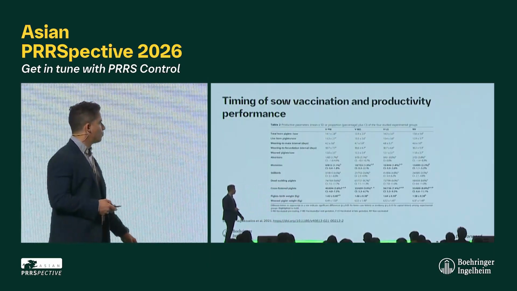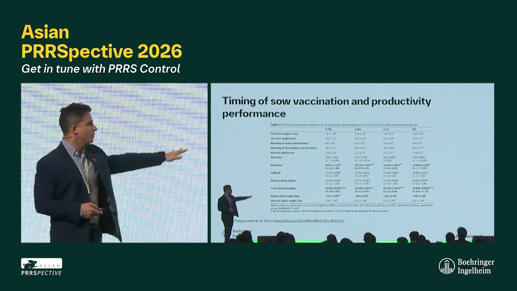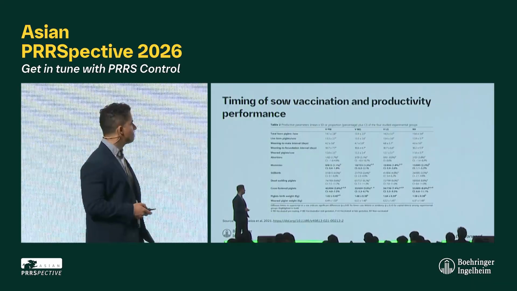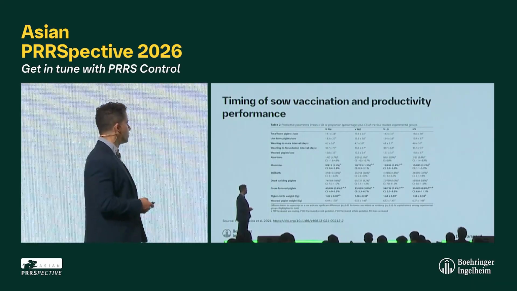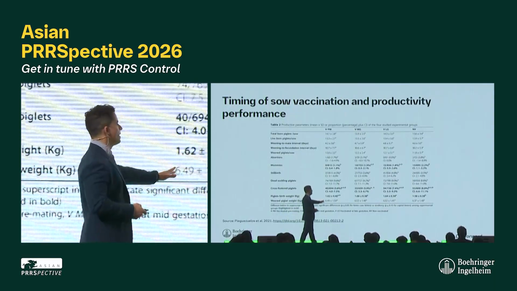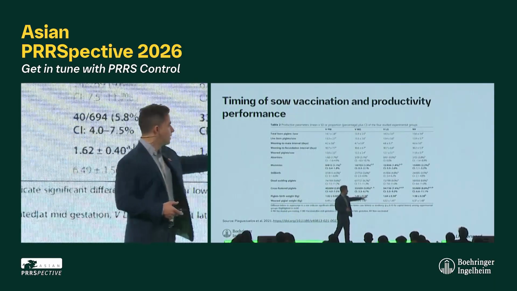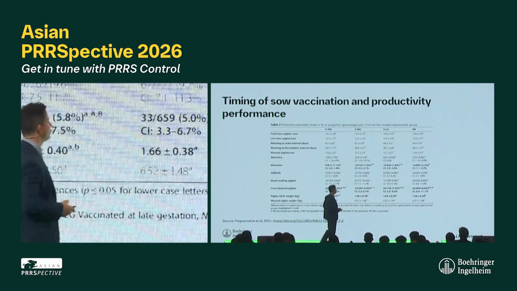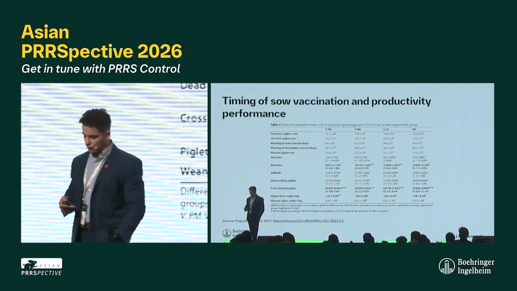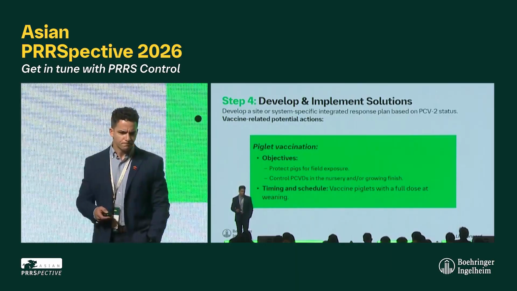And that was also impacted a little bit in terms of the cross-fostering that those piglets were receiving, and also the birth weight of those piglets. So for those sows that received vaccination at mid-gestation and late gestation, the birth weight of those piglets was improved compared to those of the sows that were not vaccinated.